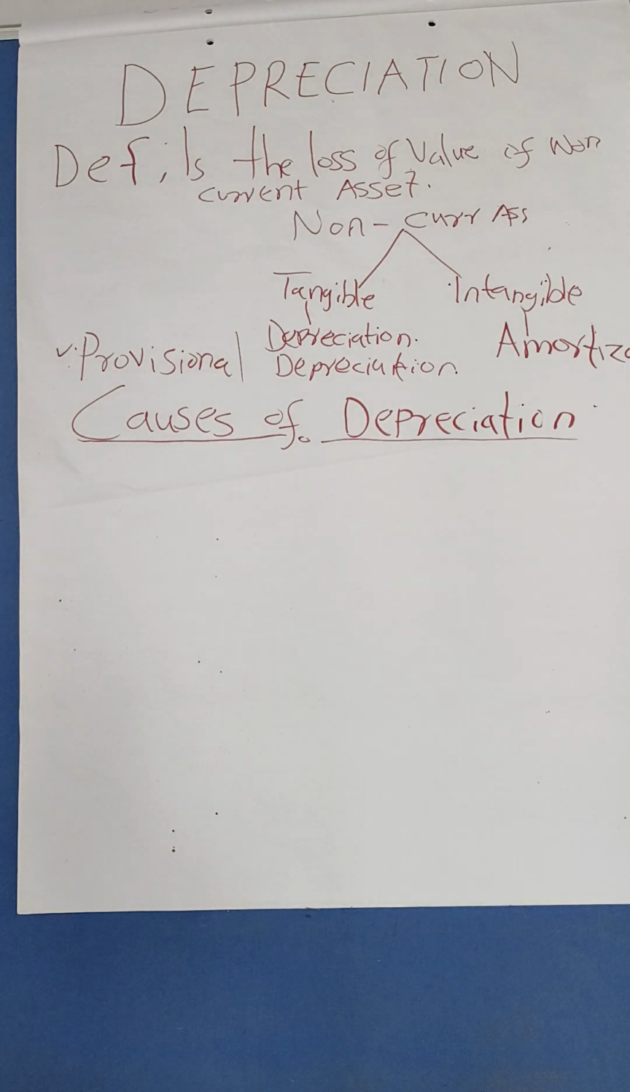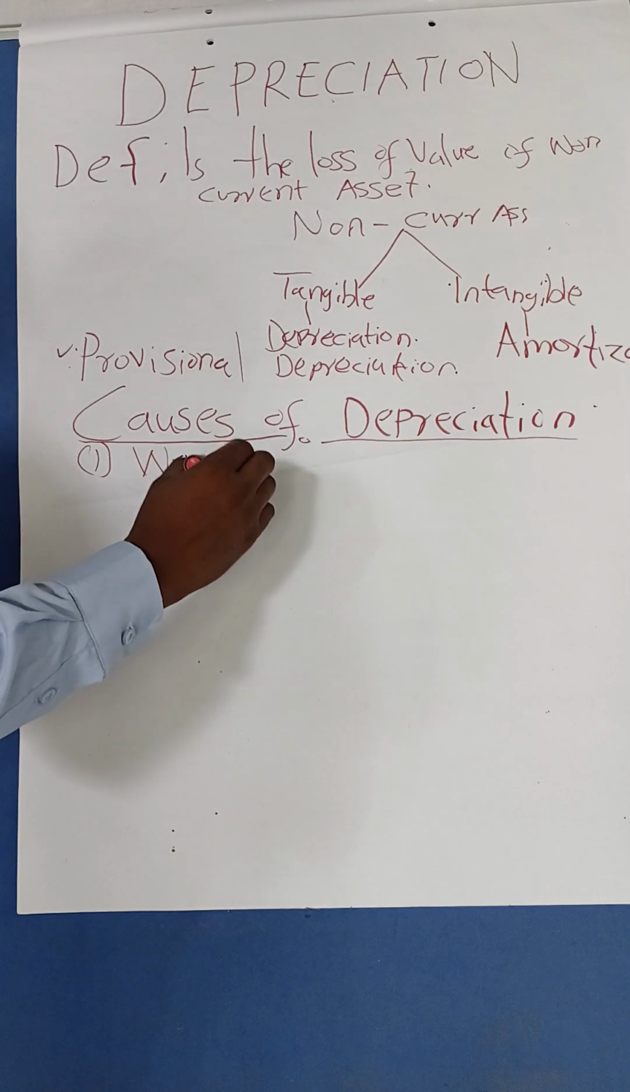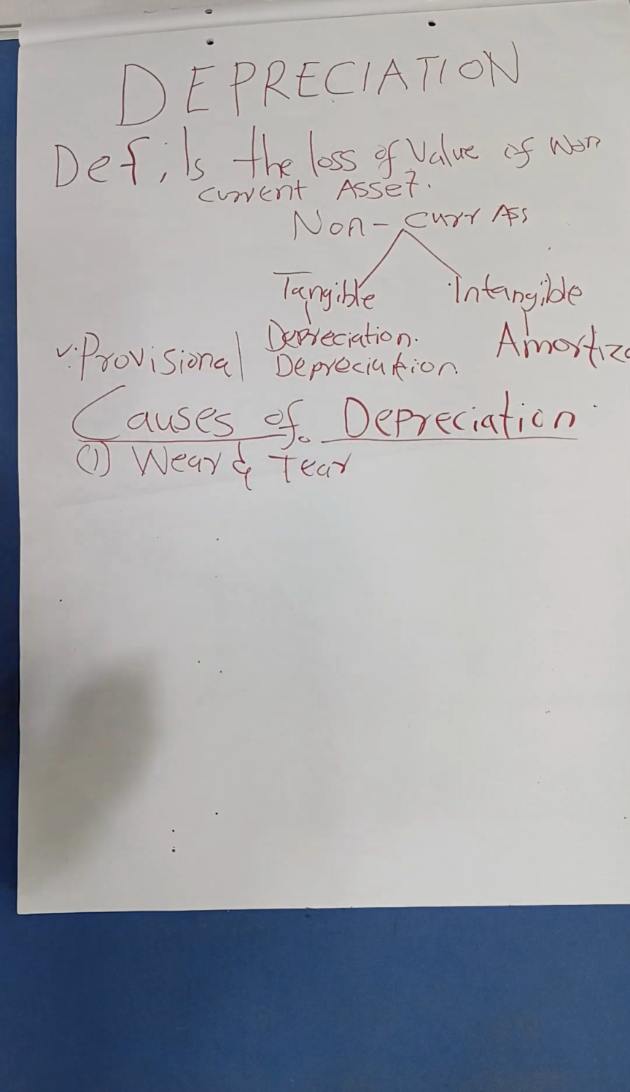One, we have wear and tear. This just means that the longer you use the machinery or the assets, the tangible assets, it will lose value. As we said, maybe you have a vehicle and it's going to serve you. The moment you have started to use it, maybe to supply your goods, remember, the moment you are using it from time to time, it's losing value.